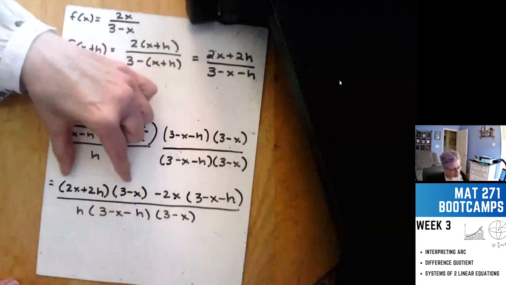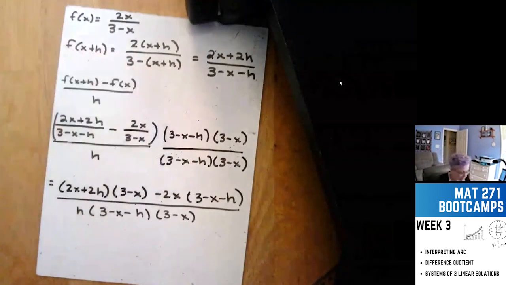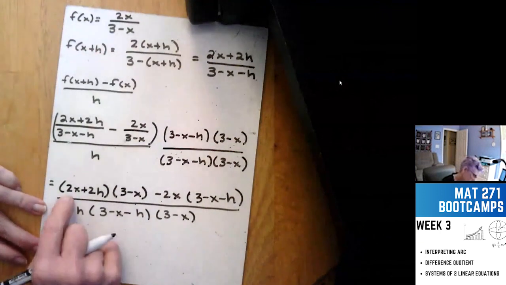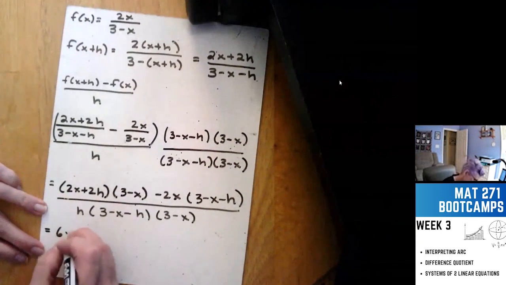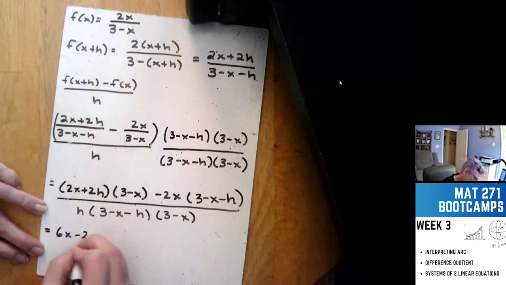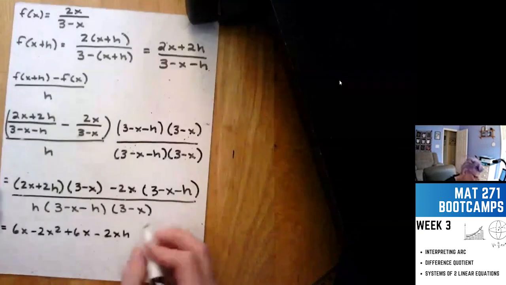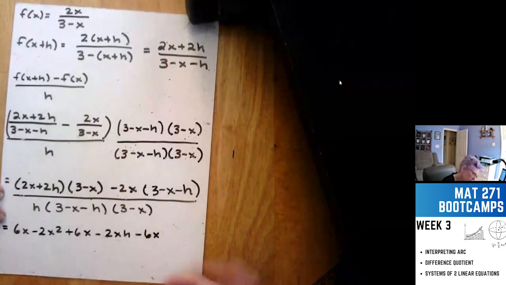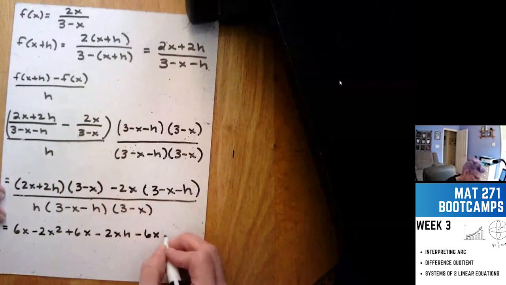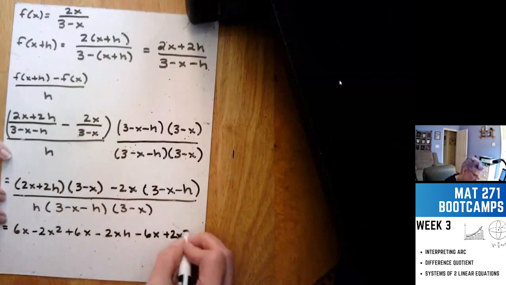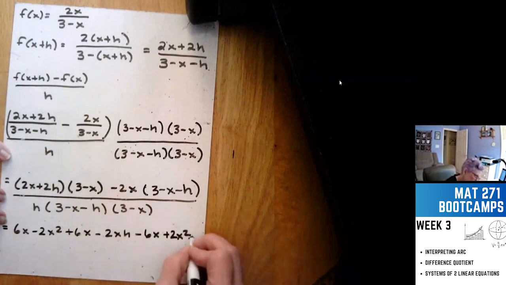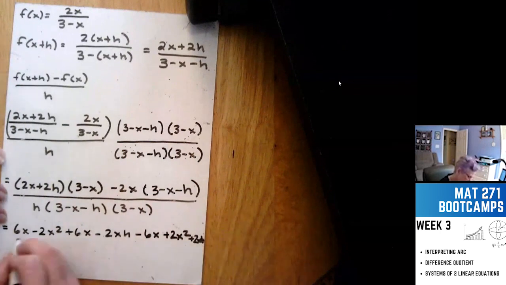A little bit more complicated this time because I'm going to have to FOIL. First, outer, inner, last. Minus 2x times 3 gives me minus 6x. Minus 2x times minus x gives me plus 2x squared. Minus minus gives me plus 2xh. Almost wrote small enough to fit it.